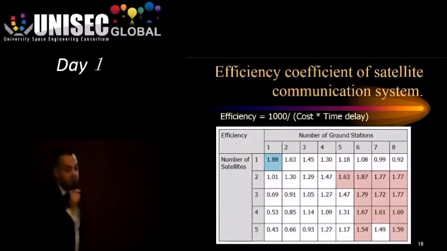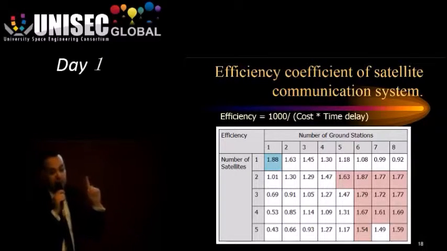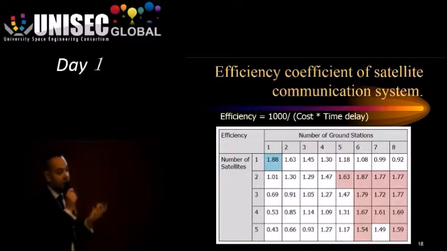The efficiency is also important for our orbit design parameters, along with the cost. We can compute the efficiency using this formula: if we know the cost and time delay, we can compute the efficiency. If we choose just one ground station and one satellite, the efficiency is very good, but in our case it is not. This is our aim: we use a constellation with 4 satellites and 7 ground stations. We can see the efficiency decreases, but it respects our requirement.